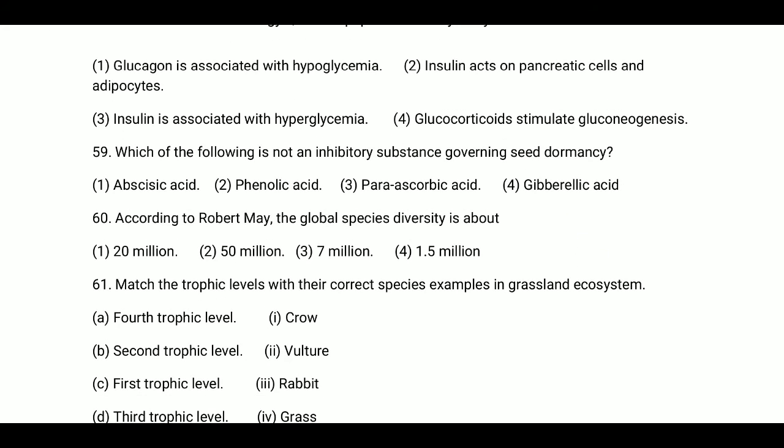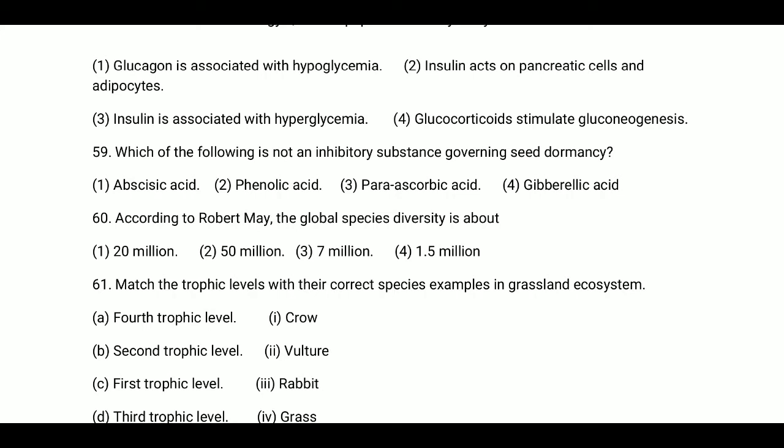According to Robert May, the global species diversity is about 20 million, 50 million, 7 million, 1.5 million. This is an NCERT recording. According to that, you must answer this. So, biodiversity chapter, you have to remember for this concept of biodiversity. In NCERT, it's given around 7 million species, out of which around 1.5 to 1.7 million species we have identified. So, the right answer is third option.